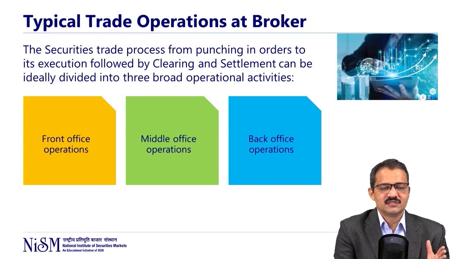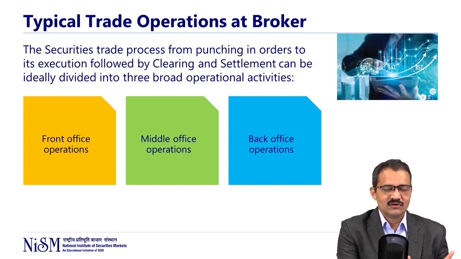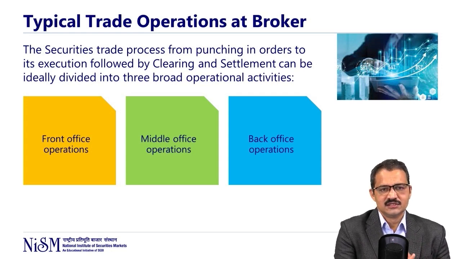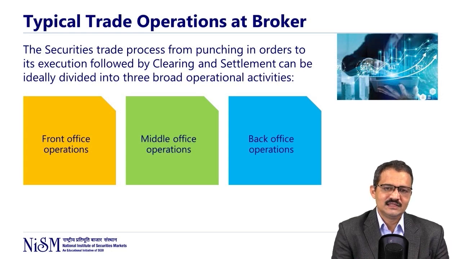Front office operation is basically the face to the client or investors, and they have access to trading on the exchanges. Middle office does the risk management and surveillance activities, and back office does the post trade activities like trade enrichment, trade allocations, issuance of contract notes, clearing and settlement, and accounting. Those are the types of activities handled by the back office. We will see each and every operation of the broker in some detail in the next few slides.